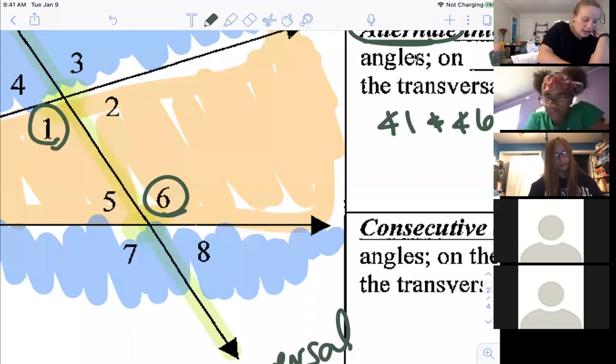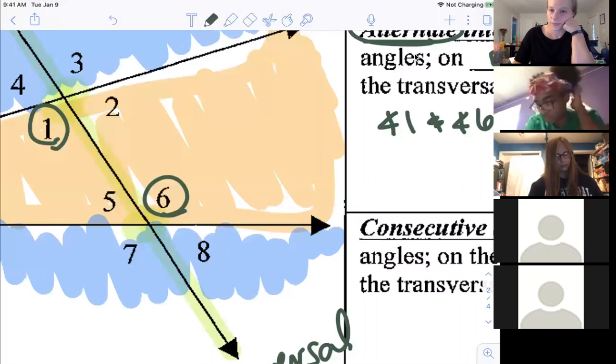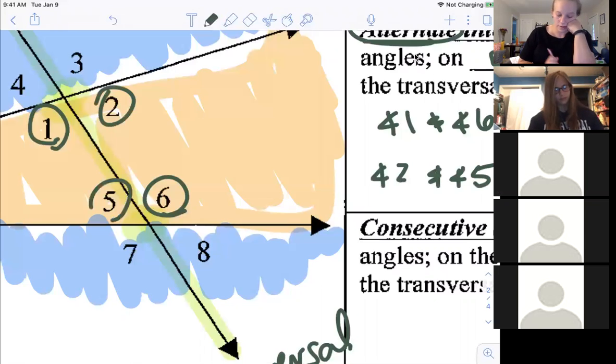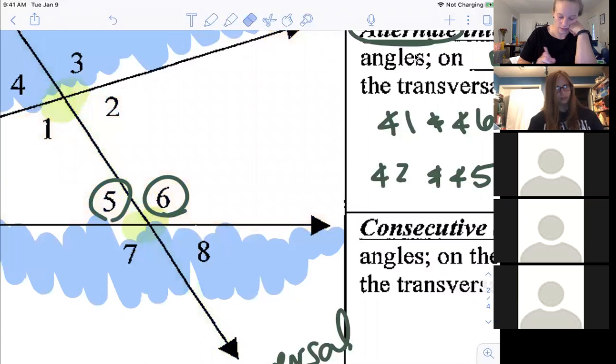Can someone give me the other example of alternate interior angles here? Two and five. 2 and 5, very good. Thank you, Eli. Angle 2 and angle 5. So they are interior and they are on opposite sides. All right, I'll do the highlighter in a second.